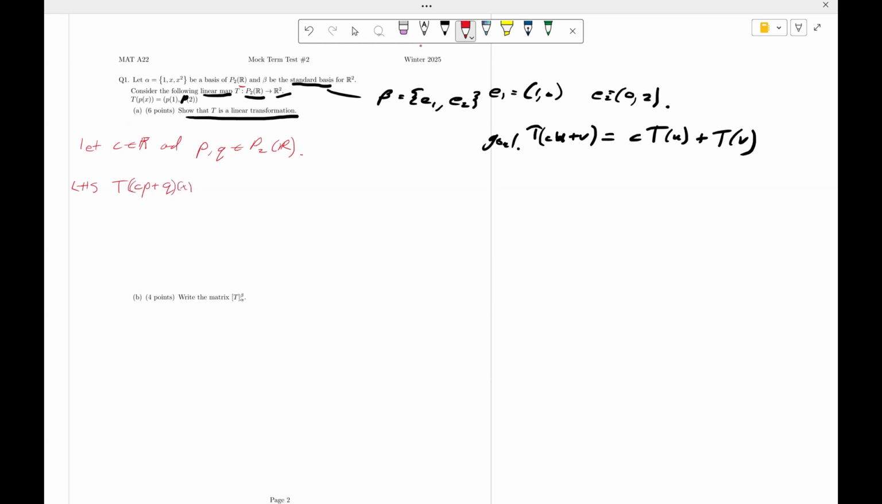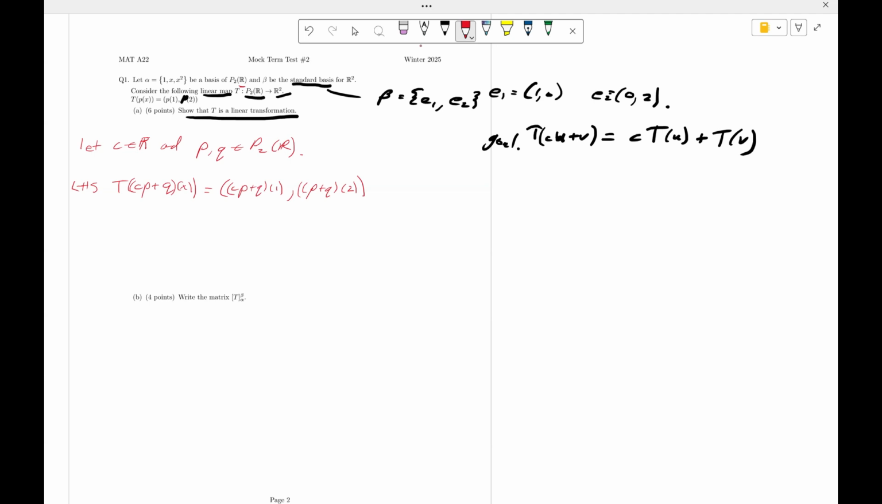Okay. Remember, because these are functions, cu plus v is (cp plus q)(x). That is the added function. I'm considering the function cp plus q. So when I'm looking at what T does to this, it's T of (cp plus q)(x) equals ((cp plus q)(1), (cp plus q)(2)).